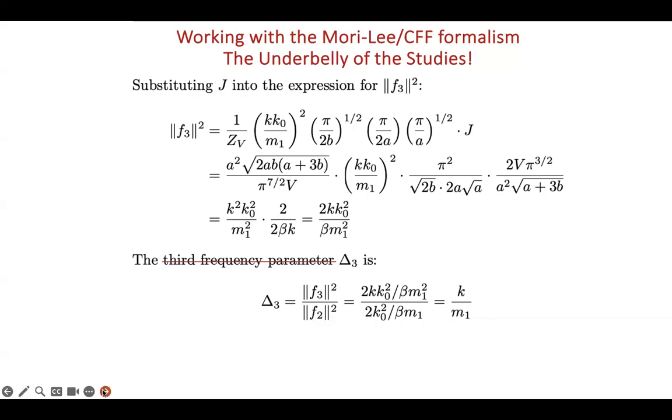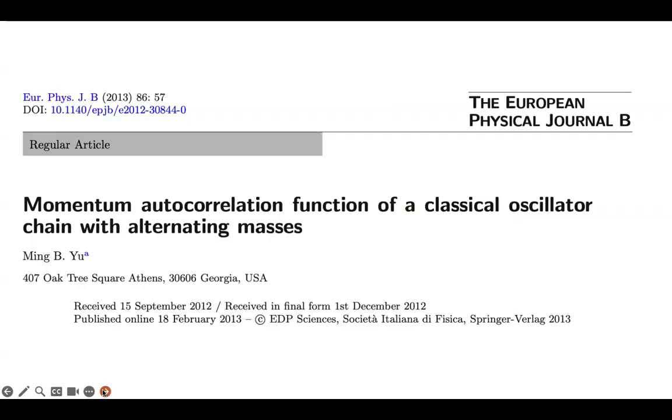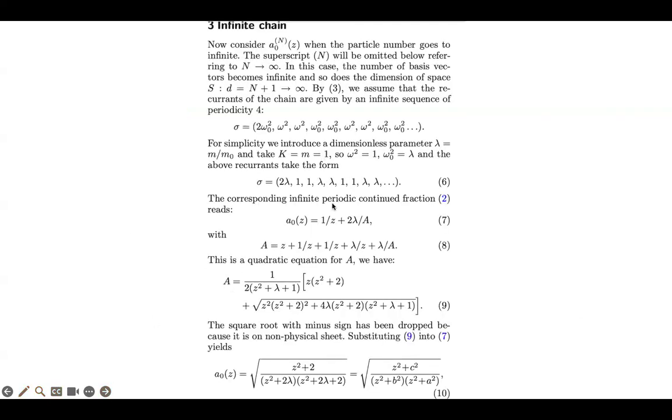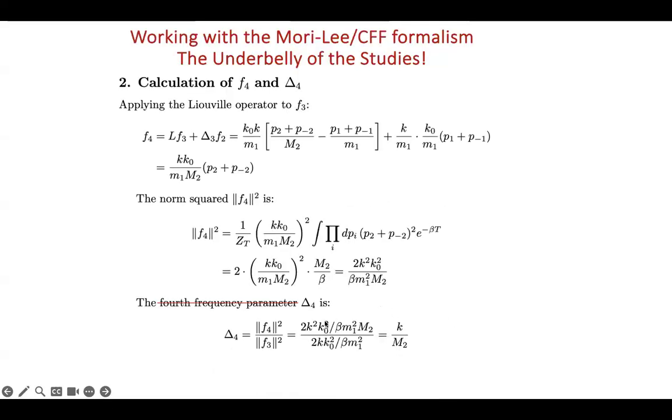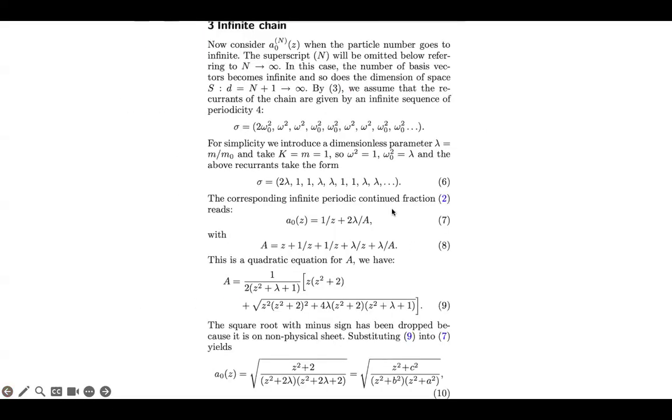And then you can go to this paper. I think I sent you guys this paper. This is a paper where he reported this study. This was in 2013. This full study of alternating masses and the impurity. And this is one of the main parts of the paper that I extracted, where he gives the structures we discussed.